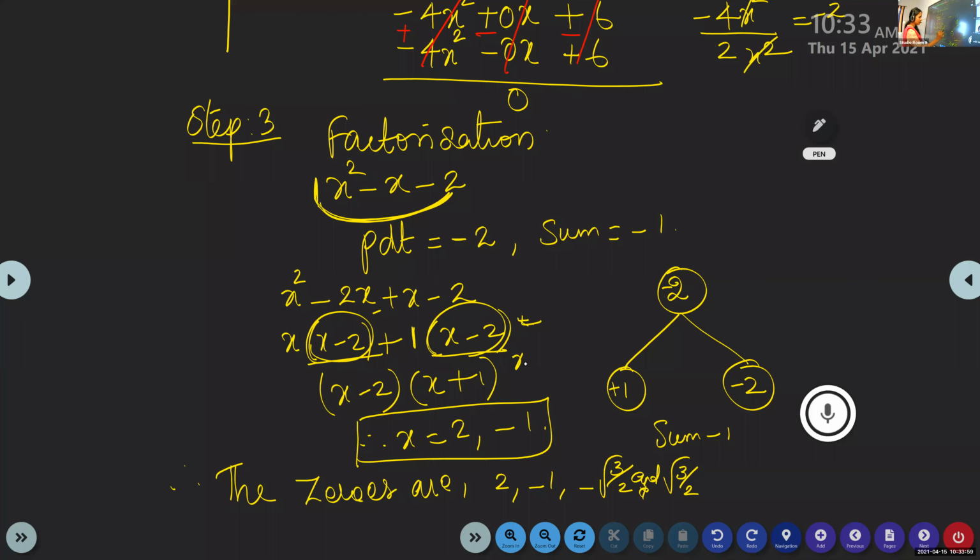x minus 2 is 0. Therefore, you'll get x is 2. Similarly, equate the next factor to 0. x plus 1 is 0. So x is minus 1. Therefore, the zeros are, which are the zeros? 2, minus 1, minus root 3 by 2 and plus root 3 by 2.